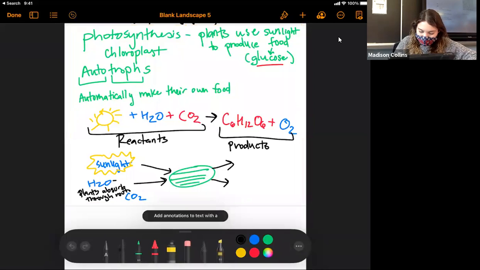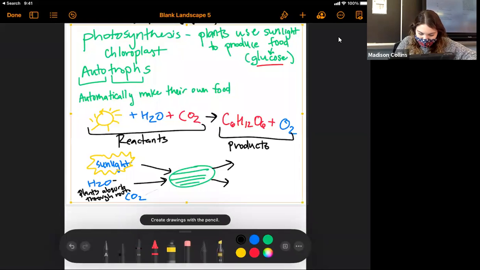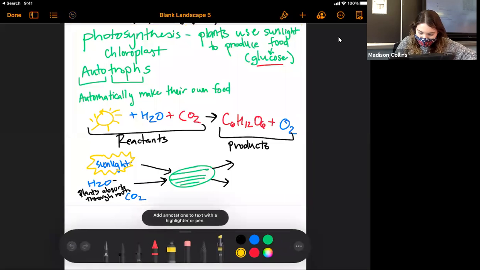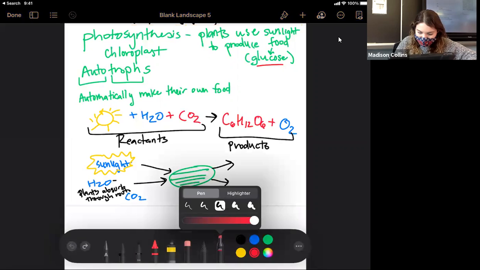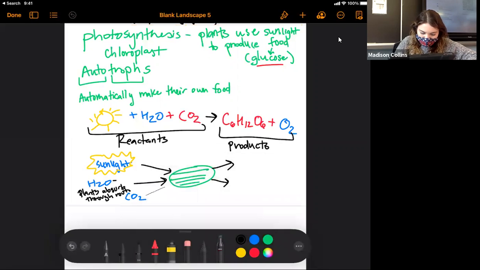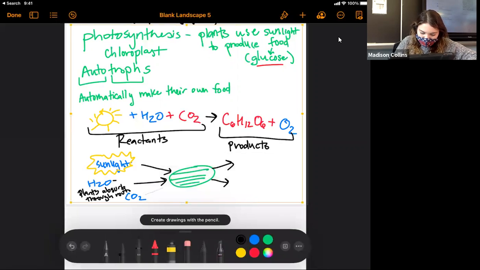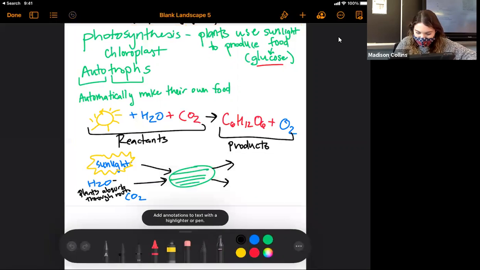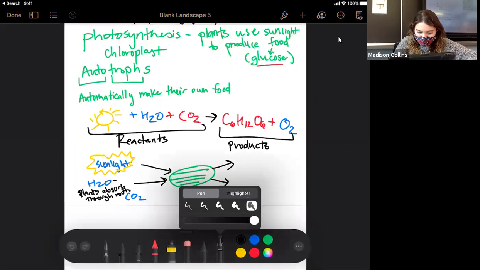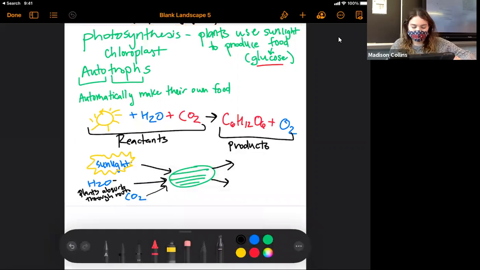Oh no, I think I've messed up. Let's see if this works. Hold on. No, it's a highlighter. What did I do? Oh no, please hold everybody. I want it to be the same consistency. There we go, that's the same size.